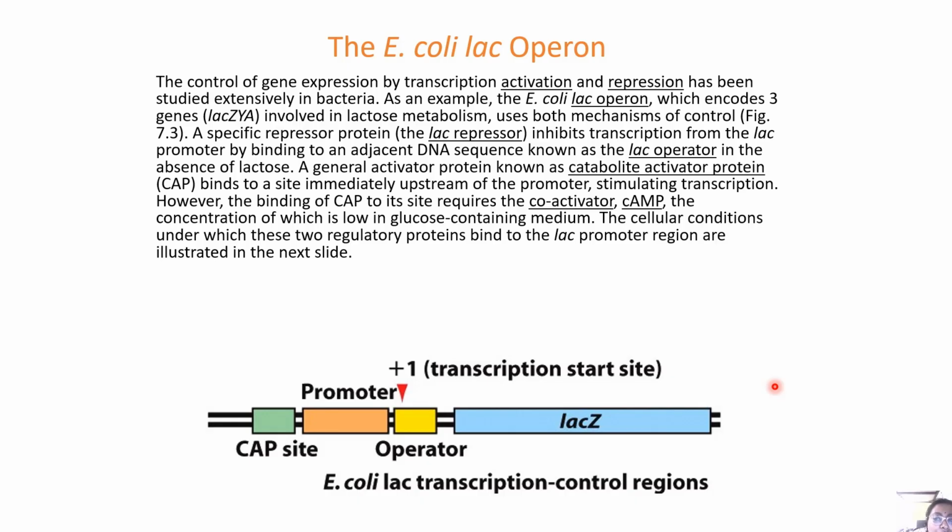A general activator protein known as catabolite activator protein, CAP, binds to the site immediately upstream of the promoter, stimulating the transcription. However, the binding of CAP to its site requires the co-activator cAMP, cyclic adenosine monophosphate, the concentration of which is low in glucose containing medium. Cellular conditions under which these two regulatory proteins bind to the lac promoter region are shown in the next slide, if you can see over here.